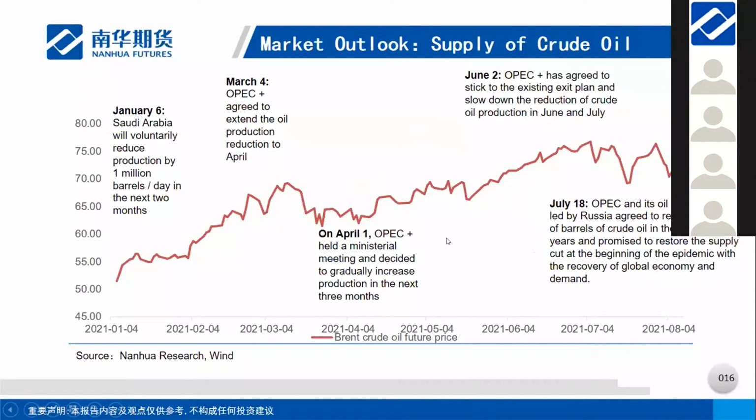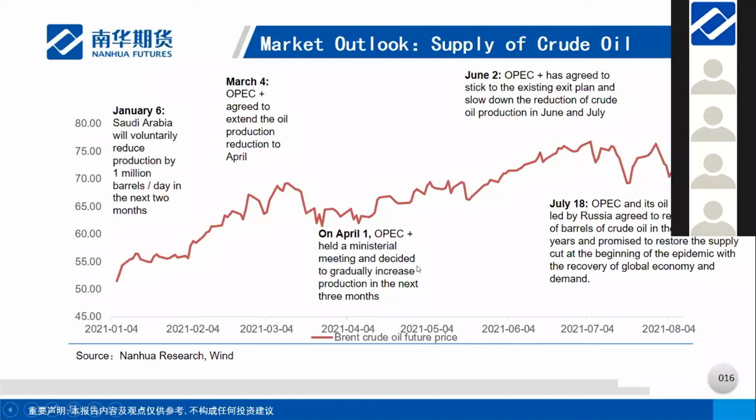Okay, then we can take a look at the supply side of crude oil. OPEC Plus, led by Saudi Arabia and Russia, has been effectively controlling supply since the reduction agreement that was reached in April 2020. OPEC Plus has played a very important role in eliminating the global excess supply of crude oil and supporting the rise of oil price, as we can see from the trend here.